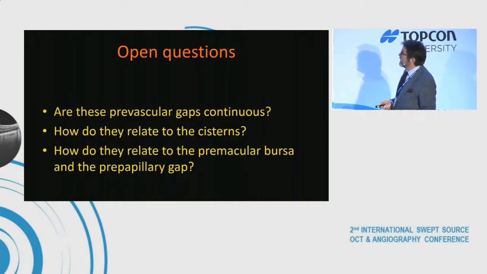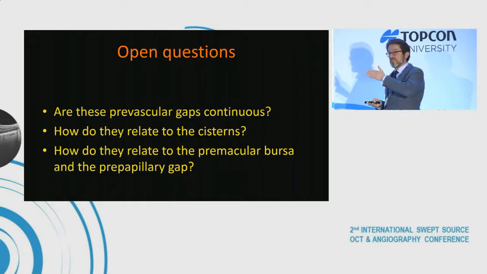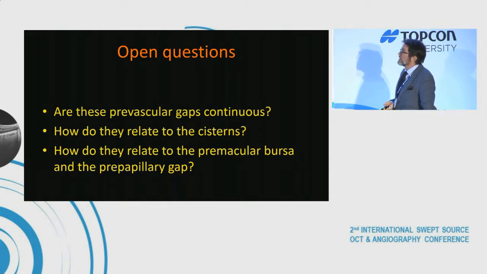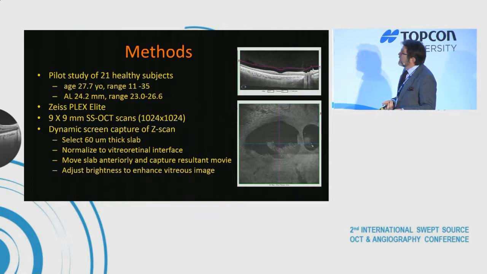Now, open questions that remained, remember this was done with 5-line crosses, so we only could sample a limited area over the posterior pole, couldn't really see this in continuity. Are these prevascular gaps really continuous, as Eisner had hypothesized? And then how do they relate to these cisterns? And how do they relate to the premacular bursa and the prepapillary gap? So this is where more recent swept-source technology helped.